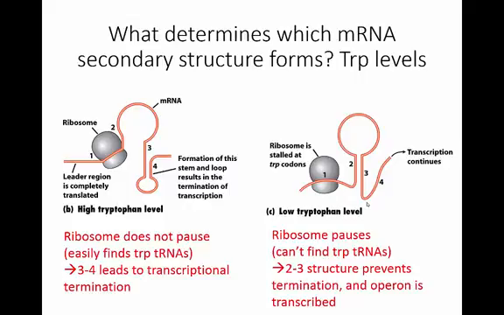I just want to point out one way to think about this: what does the cell want to do? If tryptophan levels are low in the cell, it needs to make those proteins that are encoded in the trp operon so it can synthesize its own tryptophan. And so the result is you want to keep transcribing if the ribosome is stalling. On the other hand, if the ribosome has plenty of tRNA, you would prefer not to waste the energy of that bacterium by going ahead and making all those proteins if they're not really needed.